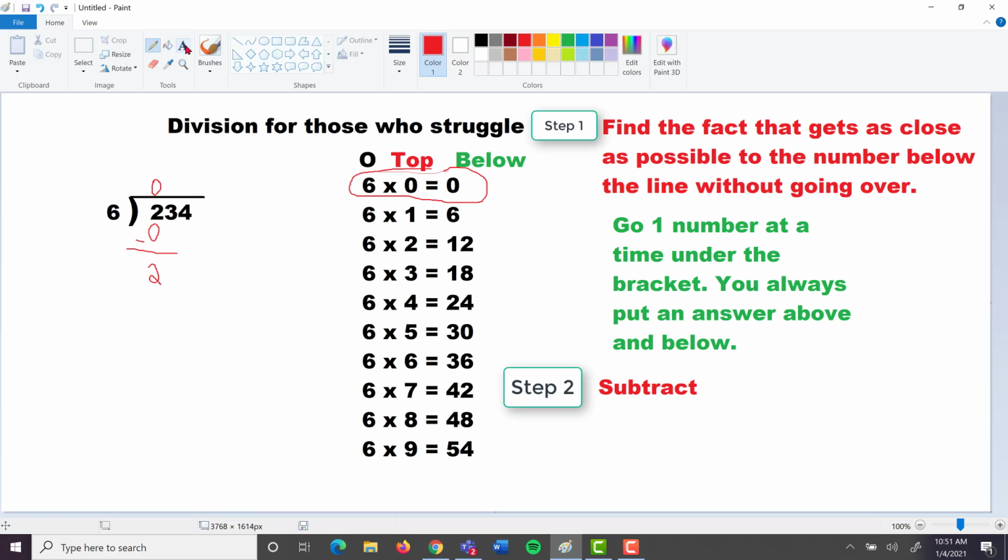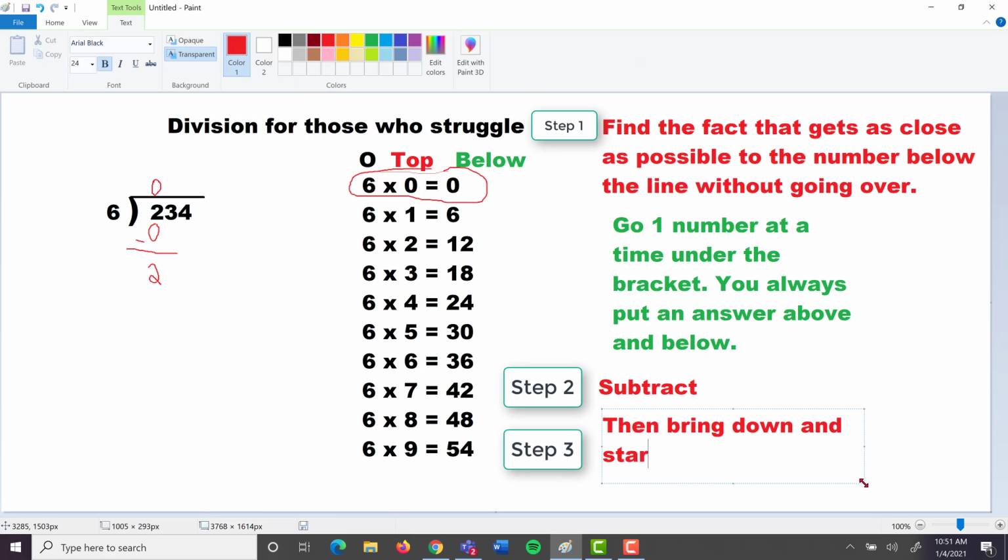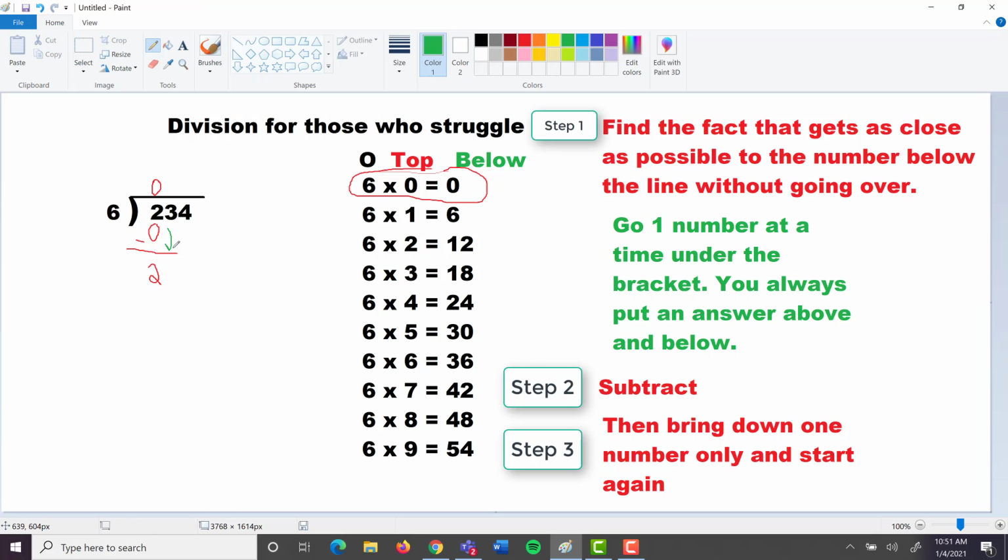Then I'm going to bring down and start again. I'm going to bring down one number only and start again. Okay, so let's go ahead and do that. I'm going to change colors. I'm going to bring down this 3. Always bring it down under the line. And now we start again.